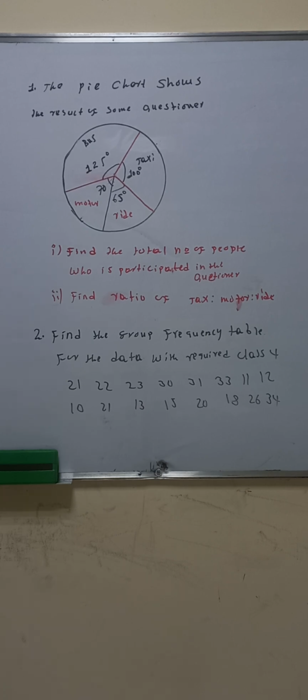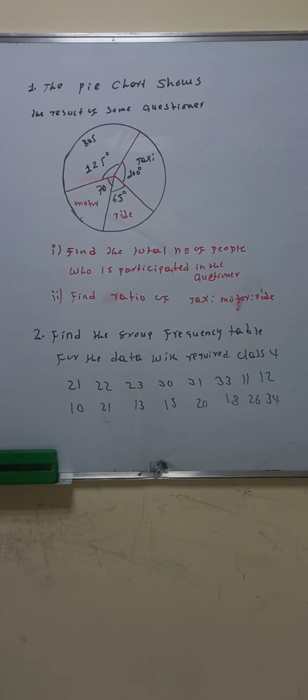Well, now let me show you how we do this one. In the first case, you can look at the pie chart. The pie chart shows the result of some questionnaire. For example, this question indicates one of the practical applications of data collection: whenever you want to collect information from different cases, the questionnaire has to be distributed to several people, and we have this information.